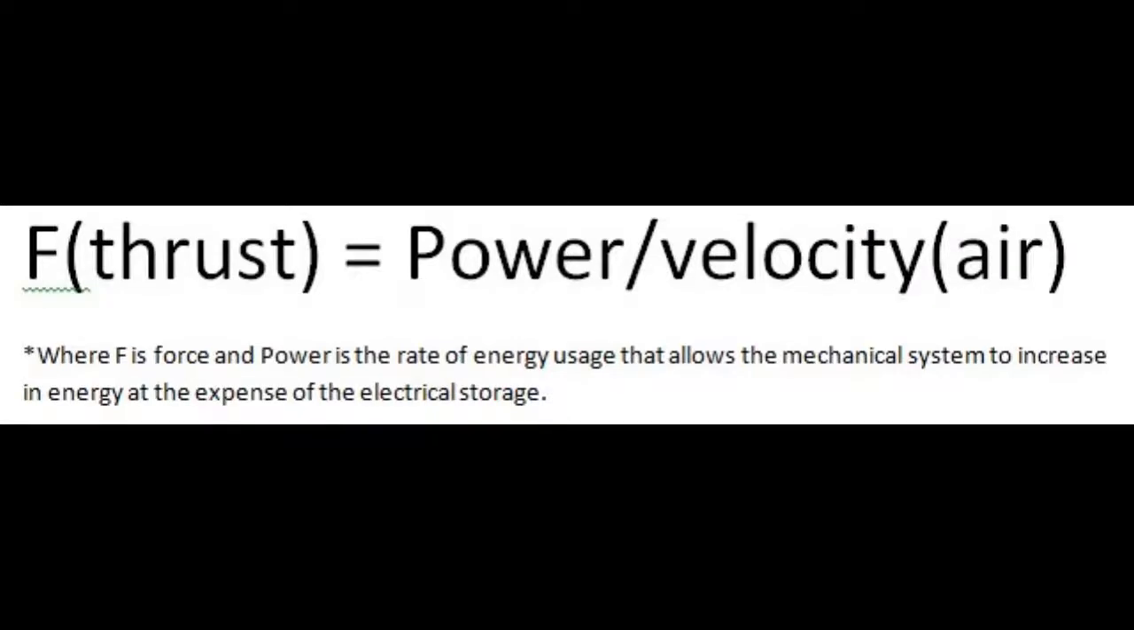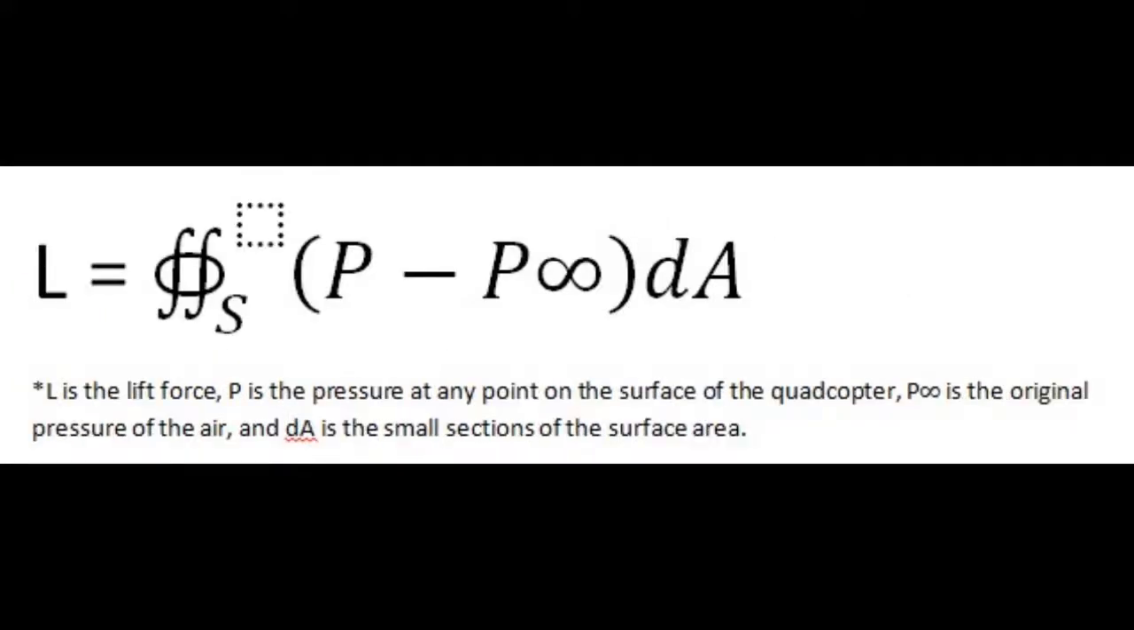The way that thrust force is controlled is F, the thrust force, equals power divided by velocity, which is air velocity, where F is force and the power is the rate of the energy that allows the mechanical system to increase in energy at the expense of the electrical storage. What causes the lift is a free stream air velocity relative to the aircraft that creates the pressure distributions across the aircraft and each individual blade. These distributions can be controlled by cambering the blades and wings. Cambering is when the surface is curved.